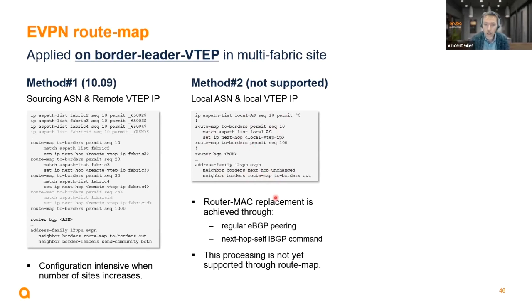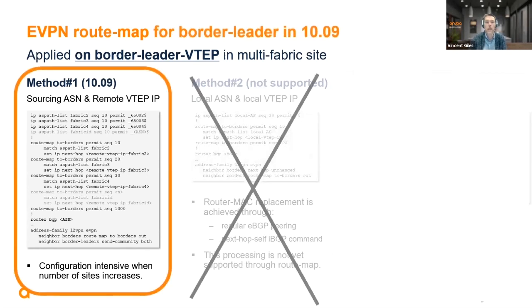However, if you do that, the router MAC replacement is not achieved. The router MAC replacement that I was talking about before is achieved through regular eBGP peering and the next-hop-self iBGP command. It's not processed through that route map. Consequently, you will get a discrepancy in the VTEP IP router MAC table, and you will also get unoptimized type 3 routes, so you will see those unnecessary VXLAN tunnels. So again, only the first method here is supported for 10.0.9.